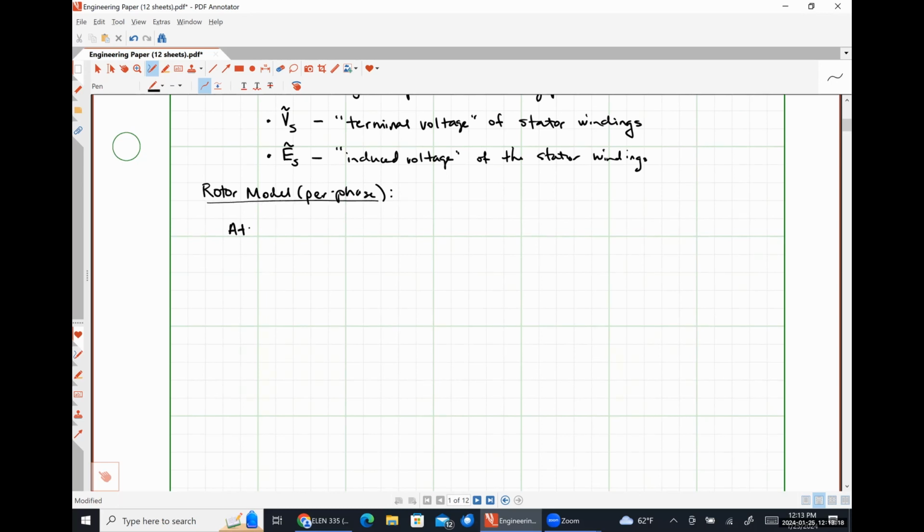So at some particular slip S, we'll have the following thing. Okay, so here's a set of terminals. So we'll have slip times E2, our induced voltage drop in our rotor.